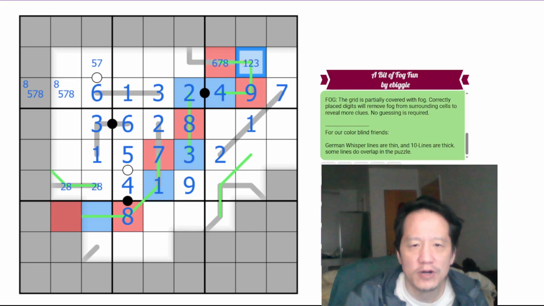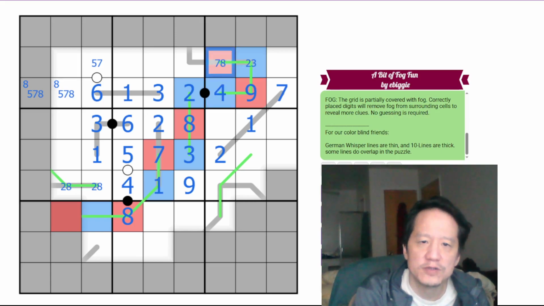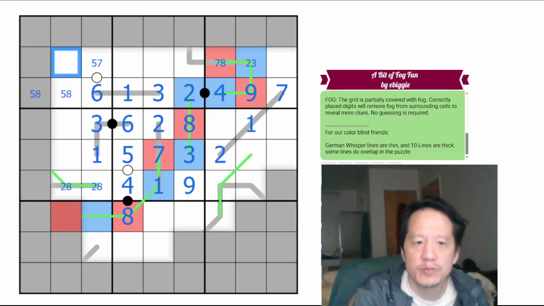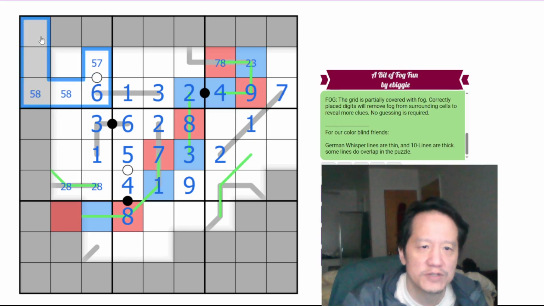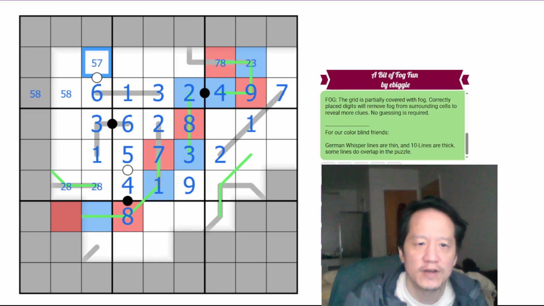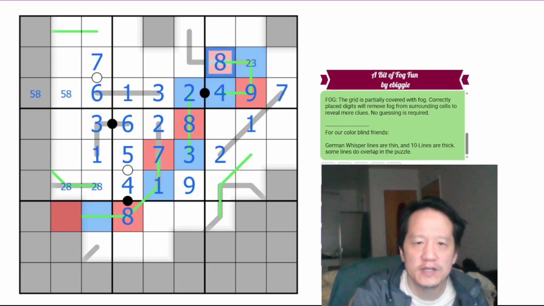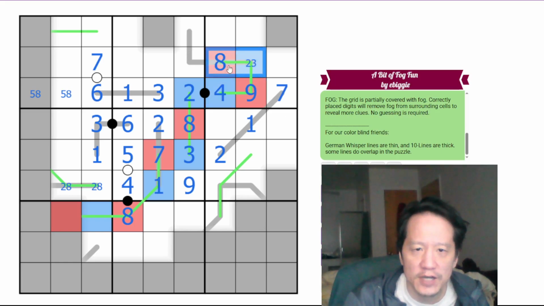This can't be 1, so therefore this can't be 6 here. This can't be 7 because of the 7 here, and this can't be 7, actually. So this becomes a 5, 8 pair, which eliminates 5 and 8 in the rest of the box. So this can't be 5. This is 7. This can't be 7 then. This must be 8. 3 and 8 do not add up to 10.